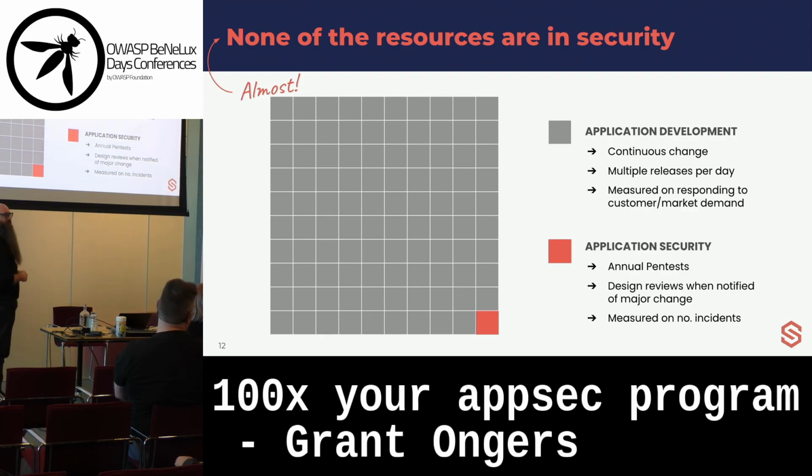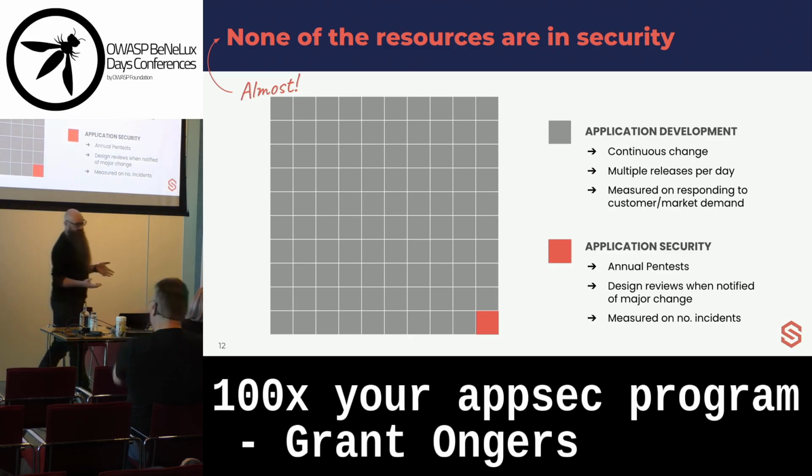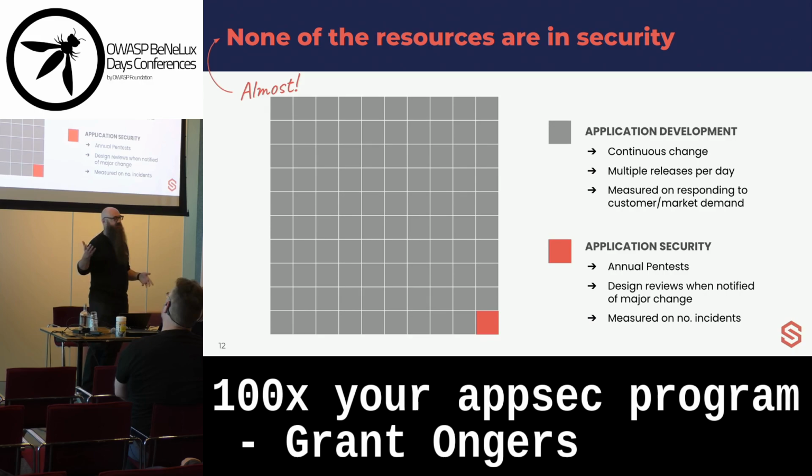Application security all sits down here. Most of the things that we're doing in application security are things like annual pen tests and design reviews, when you're notified of changes that are going to happen. And it gets measured against the number of incidents we have, which is a terrible measurement, because as we said, an incident is a trailing indicator.